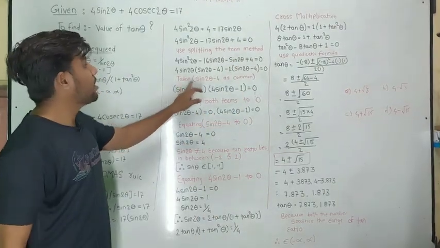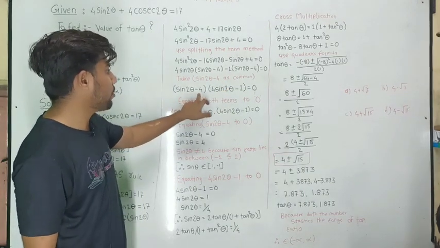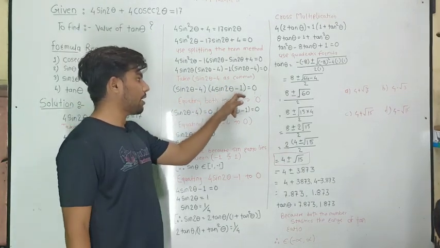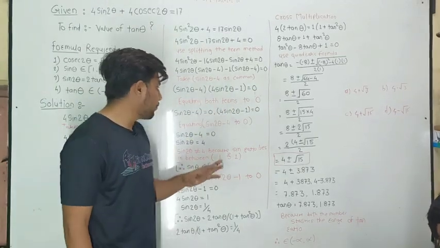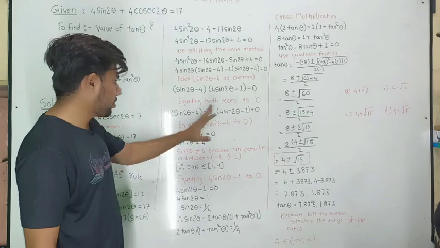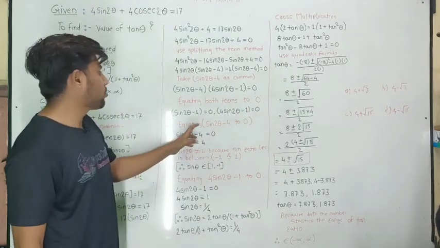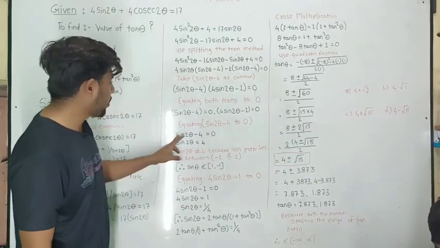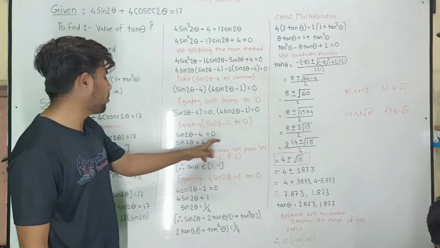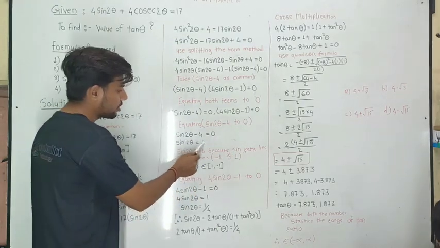Take the sin² theta minus 4 as common. So we got sin² theta minus 4 in one bracket and 4 sin² theta minus 1 in another bracket is equal to 0. So equating both terms to 0, we got sin² theta minus 4 is equal to 0, and here we got 4 sin² theta minus 1 is equal to 0. Simply equating sin² theta minus 4 is equal to 0, we transfer this 4 to the right hand side. So we got sin² theta is equal to 4.